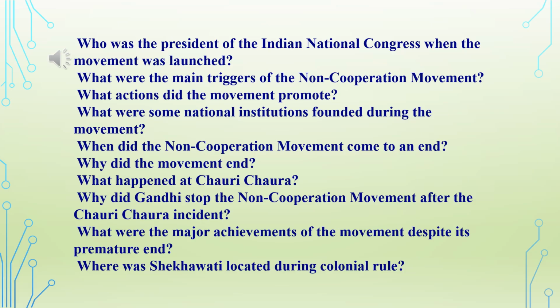What were some national institutions founded during the movement? When did the non-cooperation movement come to an end? Why did the movement end? What happened at Chauri Chura? Why did Gandhi stop the non-cooperation movement after the Chauri Chura incident? What were the major achievements of the movement despite its premature end?